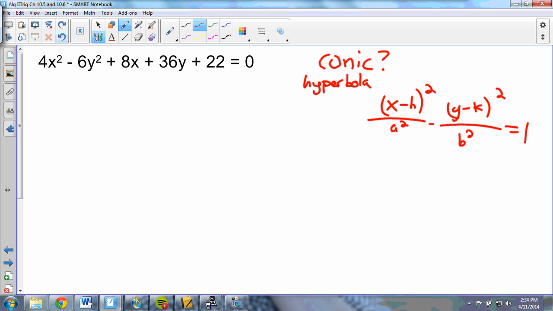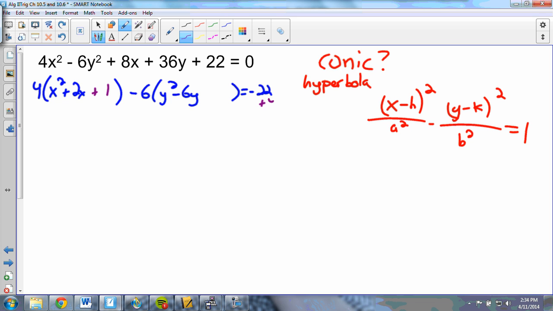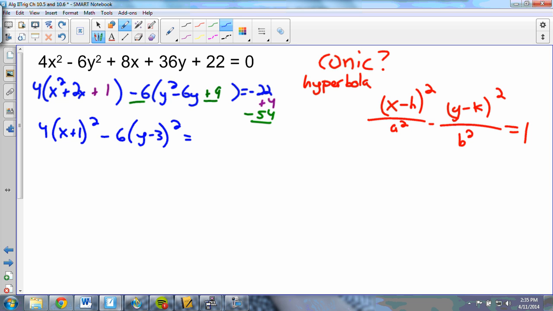Complete my square a couple times, so I'm going to have 4 times (x squared plus 2x) minus 6 times (y squared minus 6y) equals -22. Here, 2 divided by 2 is 1, and 1 squared is 1, so I added a 1, but I really added a 4. Here, -6 divided by 2 is -3, and -3 squared is 9, but I really subtracted a 54 because -6 times 9 is -54. And that's going to give me 4 times (x + 1) squared minus 6 times (y - 3) squared, and that equals -72.